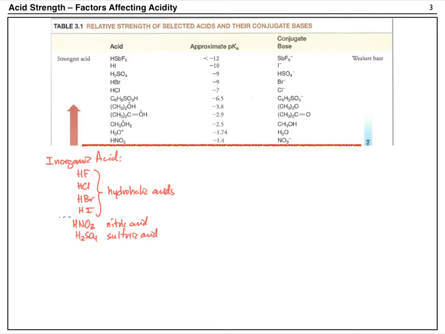If I draw a line sort of separating these acids, I'll just draw a general reaction for the hydrohalic acids. So HX, where X is the halogen. If we react that with water, and as we saw, water is a leveling solvent. So what that means, here's your acid, here's your base.